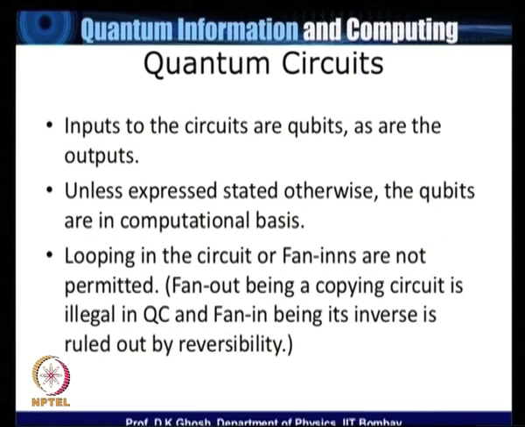So inputs are qubits, and the outputs are of course also qubits. Unless very expressly stated otherwise, the qubits are usually expressed in the computational basis. This is not a requirement for a quantum circuit, but this is the traditional practice. Sometimes you want to make your measurement in, for example, a Bell basis instead of a computational basis. But then somewhere we must state that that is what is happening.